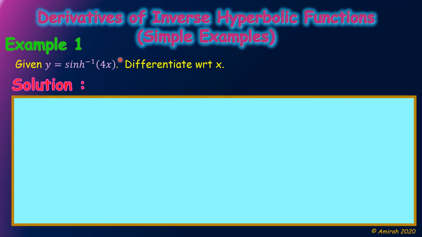In this video, we are going to discuss simple examples under derivative of inverse hyperbolic function. Example 1. Given y equals inverse sinh 4x. Differentiate with respect to x.